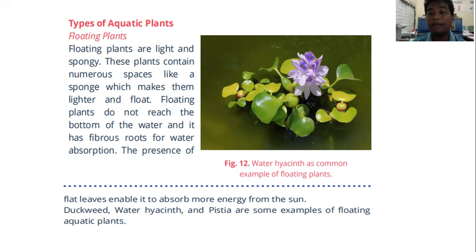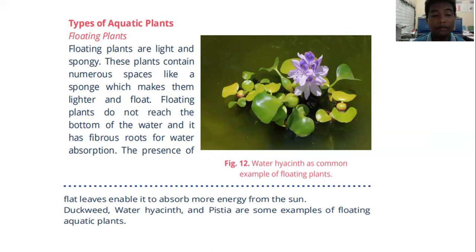So we have the floating plants. Okay, these floating plants are light and spongy. These plants contain numerous spaces like a sponge, which makes them lighter and float. Floating plants do not reach the bottom of the water, and they have fibrous roots for water absorption. Unlike other types of aquatic plants, floating plants cannot reach the bottom of the water compared to the other plants. Okay, because they are called floating.